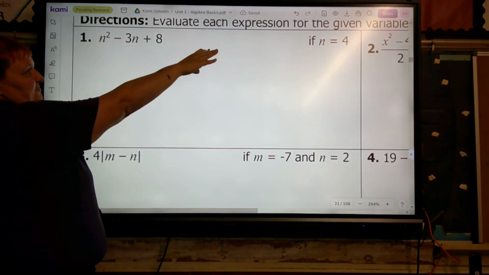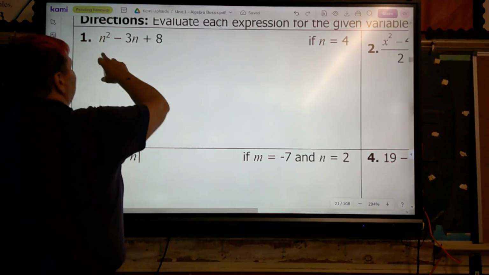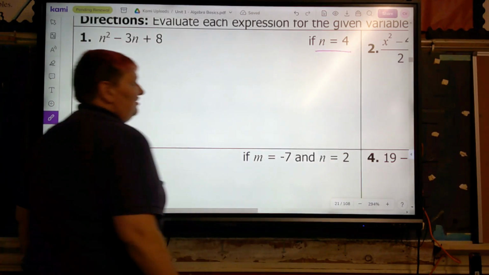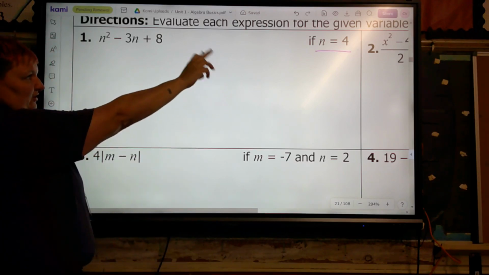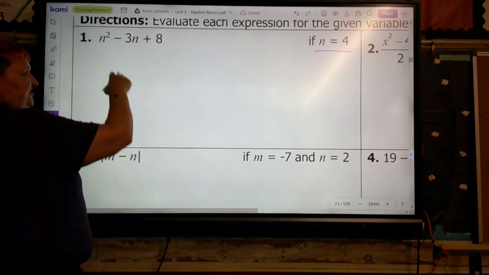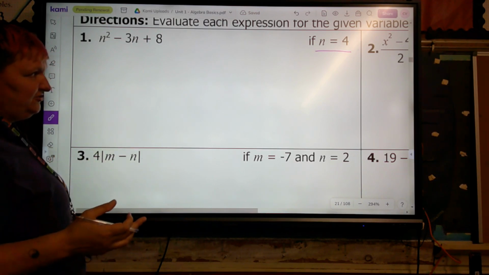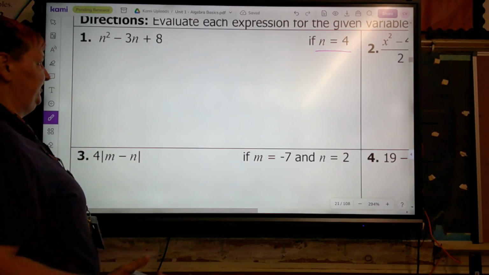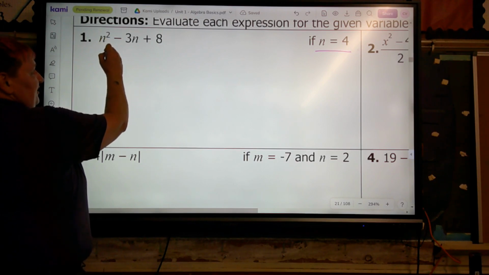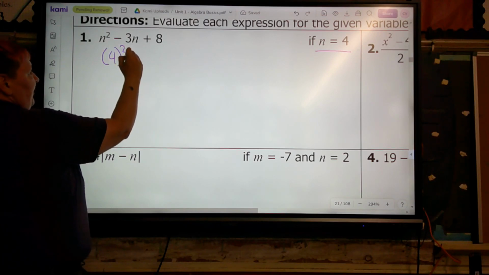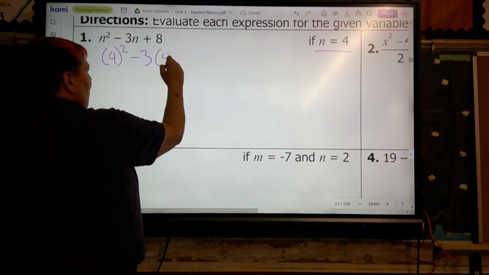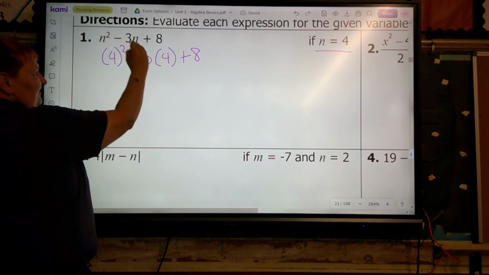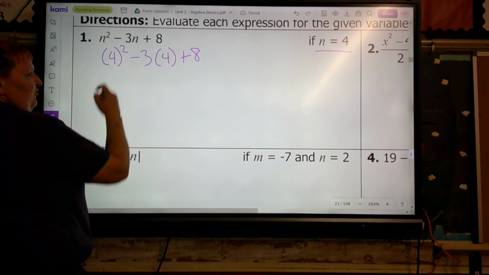So it says evaluate each expression for the given variable. So n squared minus 3n plus 8 if n equals 4. All we're going to do is substitute the 4 everywhere there's an n. And remember, when you substitute for a variable, put it in parentheses just so you know what you substituted. So n squared becomes 4 in parentheses squared minus 3 times 4 plus 8. I just substituted the 4 for the n. Everywhere there was an n, there is now a 4.